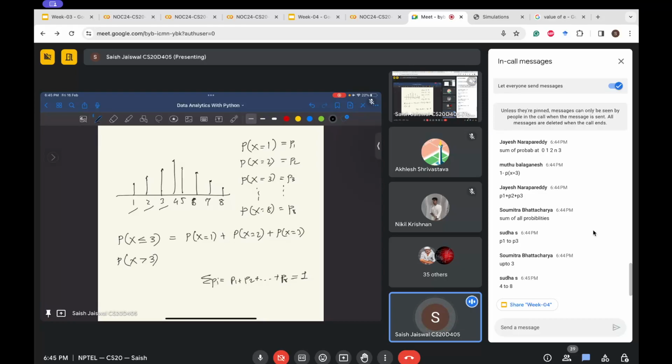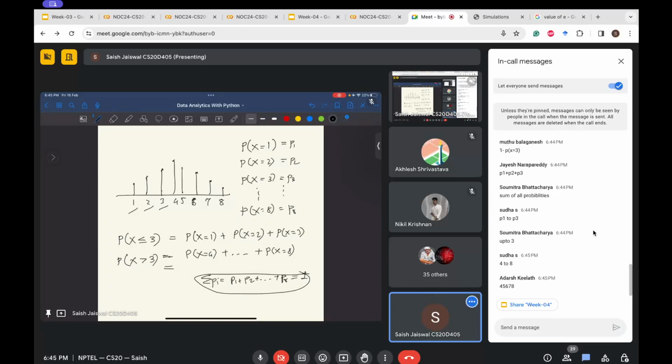Yeah, so it will be probability of x equal to 4 up to probability of x equal to 8, which can also be written as 1 minus probability of x less than equal to 3. Is that clear? Because sum of all these probabilities is 1. So 1 minus probability of x less than equal to 3 is probability of x greater than 3. Is this clear to everyone? Nikhil?